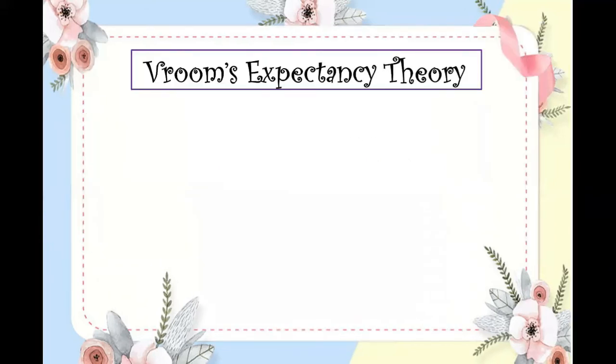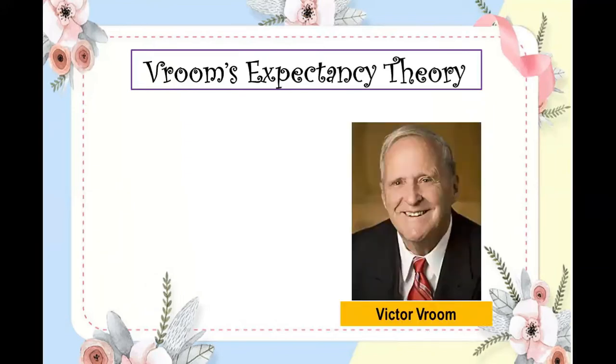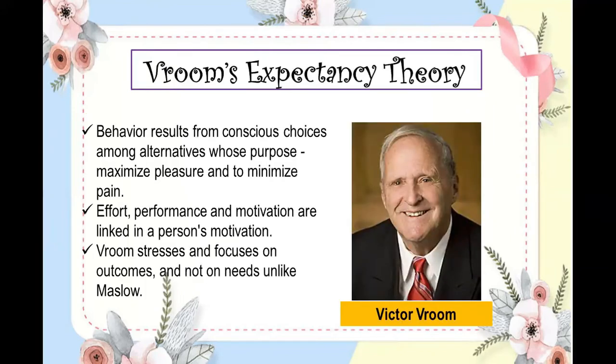Next theory is Vroom's expectancy theory. It was proposed by Victor Vroom. Behavior results from conscious choices among alternatives whose purpose is to maximize pleasure and to minimize pain. Effort, performance, and motivation are linked in a person's motivation. Vroom stresses and focuses on outcomes and not on needs, unlike Maslow.